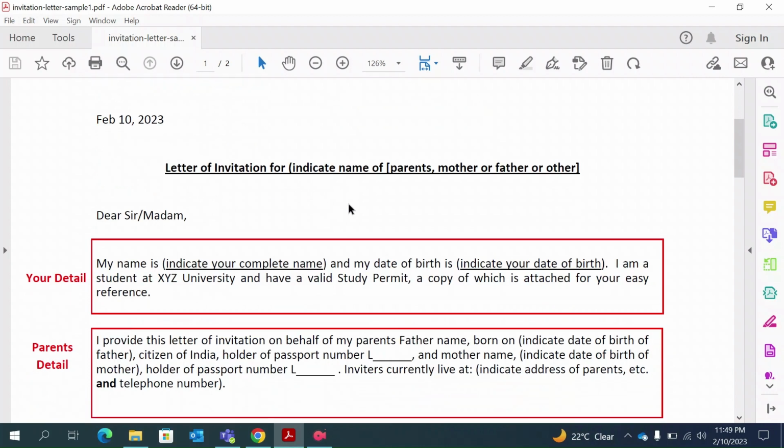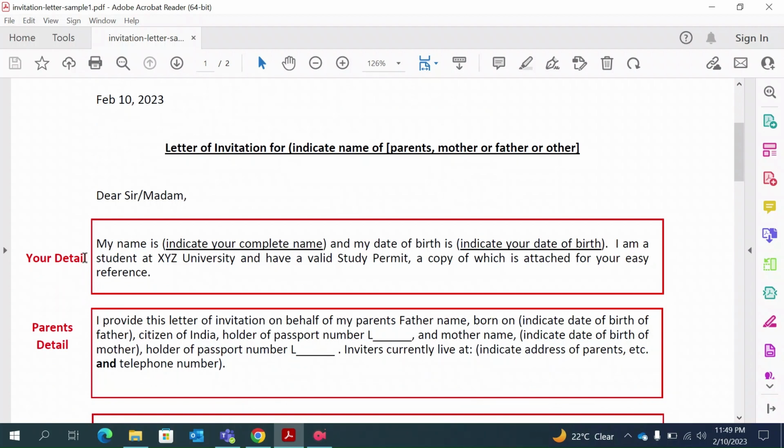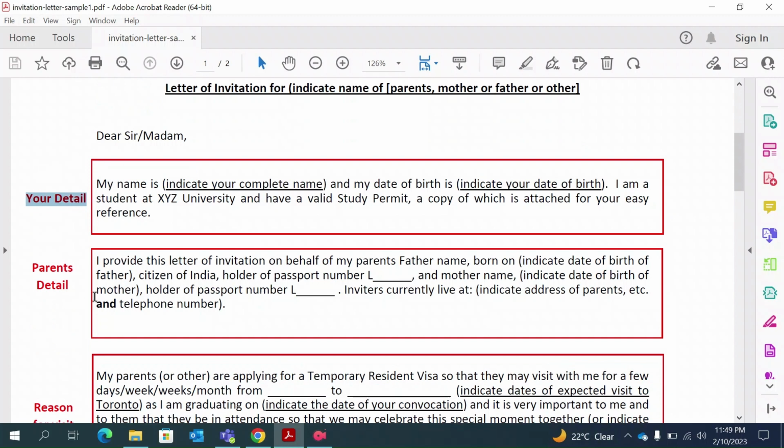So I have divided it into four parts. The first part is your detail, the person who is writing this letter of invitation, and the second part is for the person you are inviting. So in my case, I'm inviting my parents, therefore it is my parents' detail.